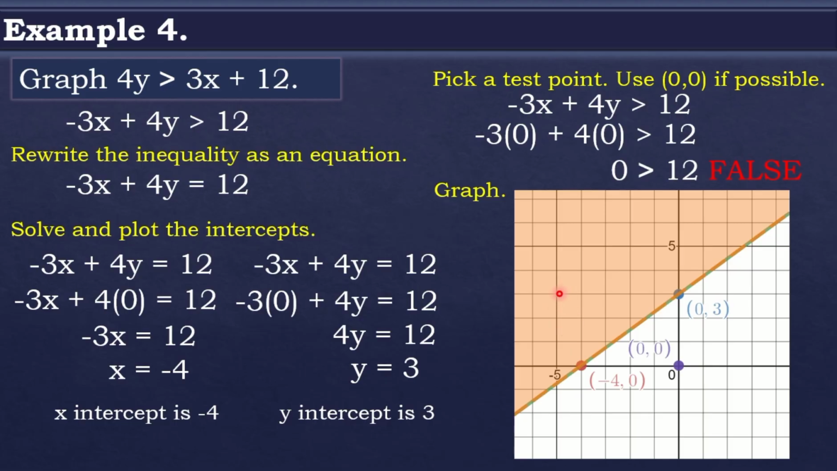Because it's either here or here. Okay? So, false, you don't include the test point. If it's true, you include the test point. So you shade here. Okay? Since this is false, we shade here, because we should not include this, since it's not part of the solution.